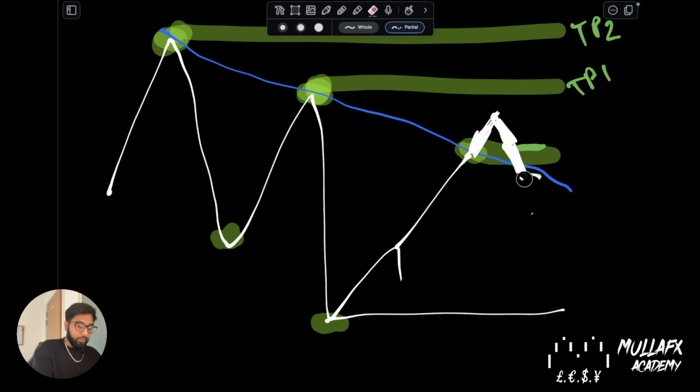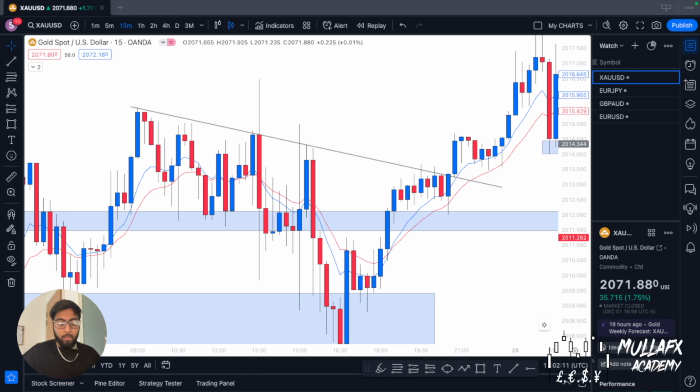But let's say price rejects, so stop loss was over here, right? Price ends up rejecting over here, a bullish impulse, we're buying, and then what's happened? Take profit 1, take profit 2. So now let's look at the market, guys.